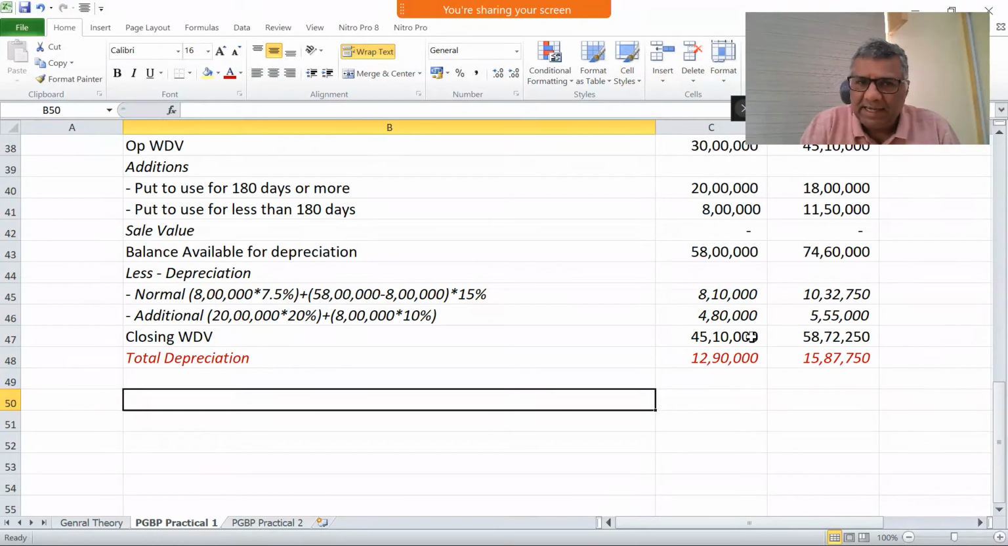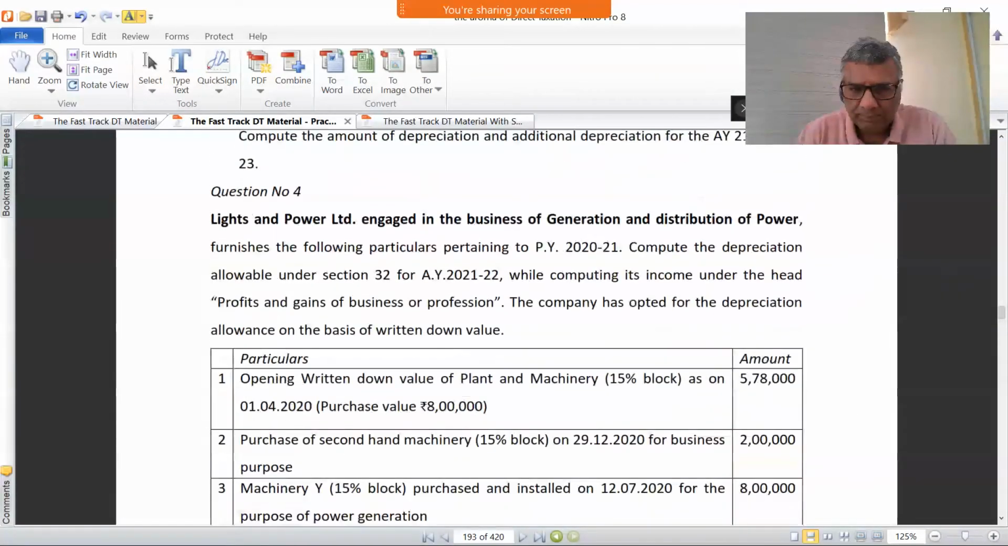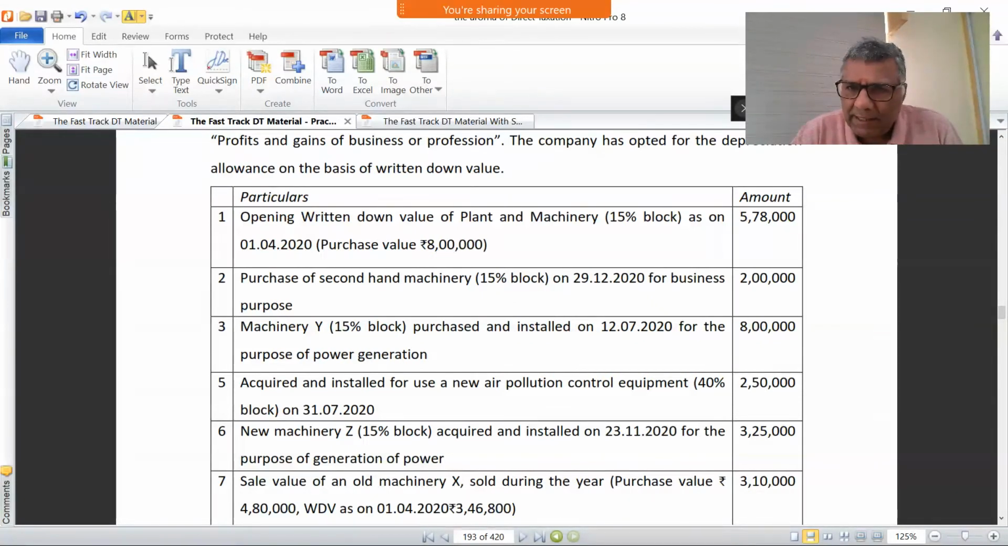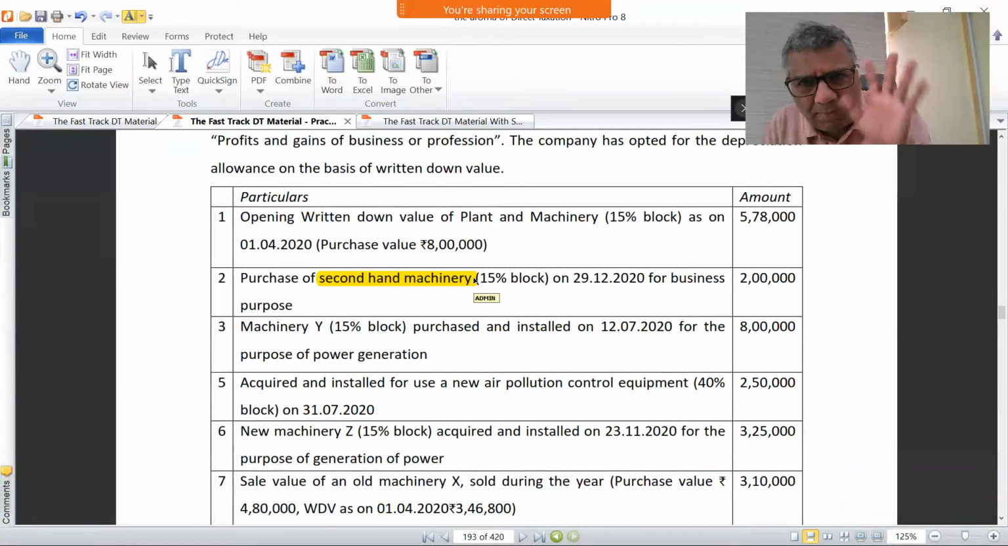This is the depreciation problem, 1290 and 1587 750. Lights and Powers, engaged in the business of generation and distribution of power, furnishes the following. Compute the allowable depreciation while computing PGBP. Opening WDV 578. Second-hand machinery purchased: you cannot claim additional depreciation for this, but normal depreciation can be claimed, and it is purchased and put to use for less than 180 days.